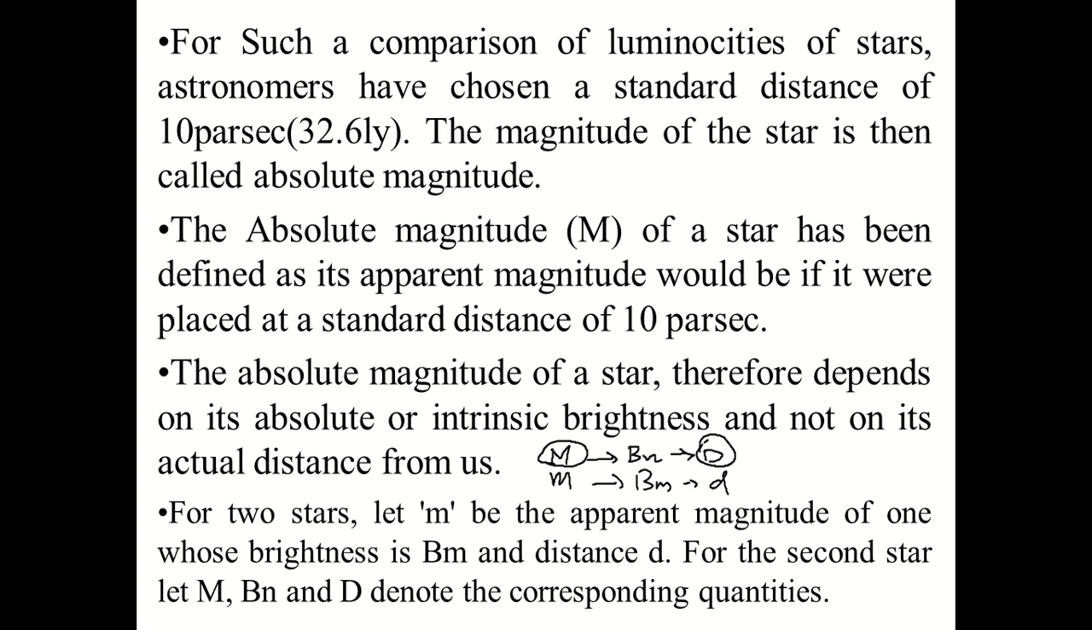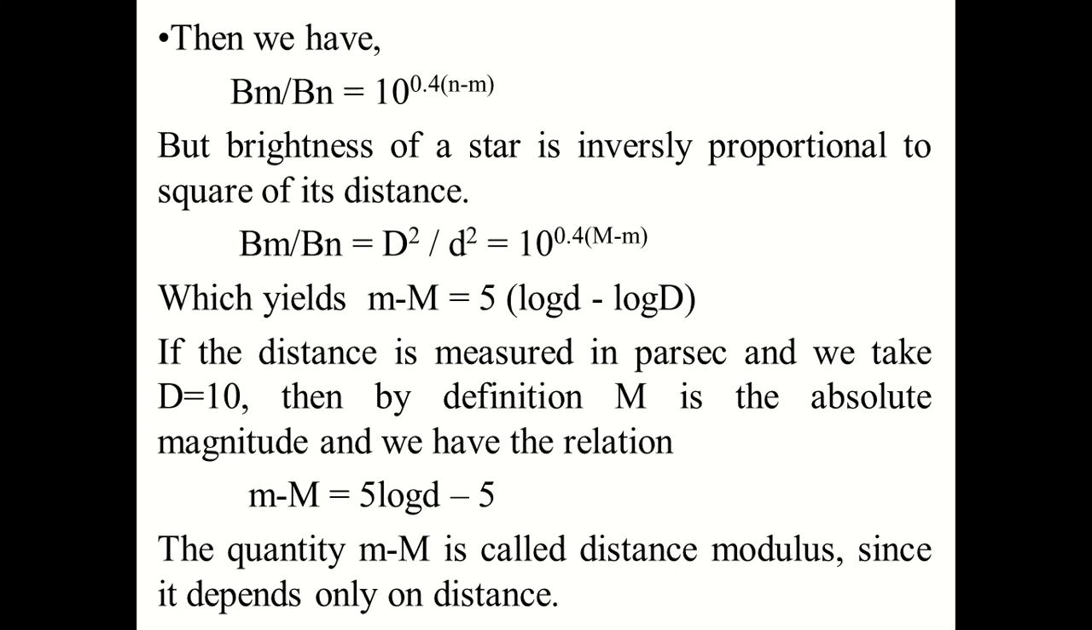So, consider two stars. One star has apparent magnitude small m, brightness Bm, and is at a distance d. The second star has magnitude M, brightness Bn, and distance D. We have the relation Bm by Bn is equal to 10 raised to 0.4 times (n minus m), which we derived in the last video.